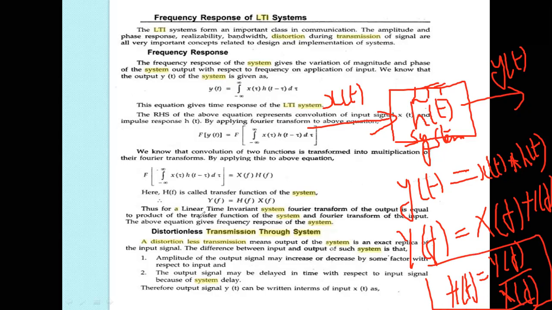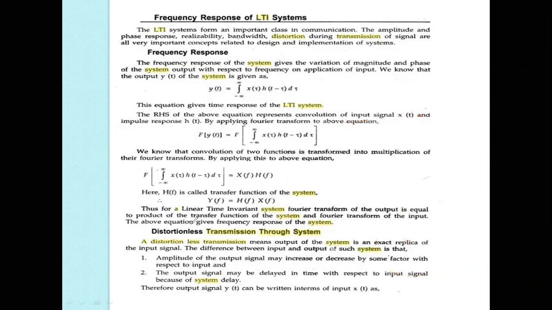Thus, for the linear time invariant system, the Fourier transform of the output signal Y of f is equal to the product of the transfer function of the system H of f and the Fourier transformation of the input signal X of f. The above equation gives the frequency response of the system.